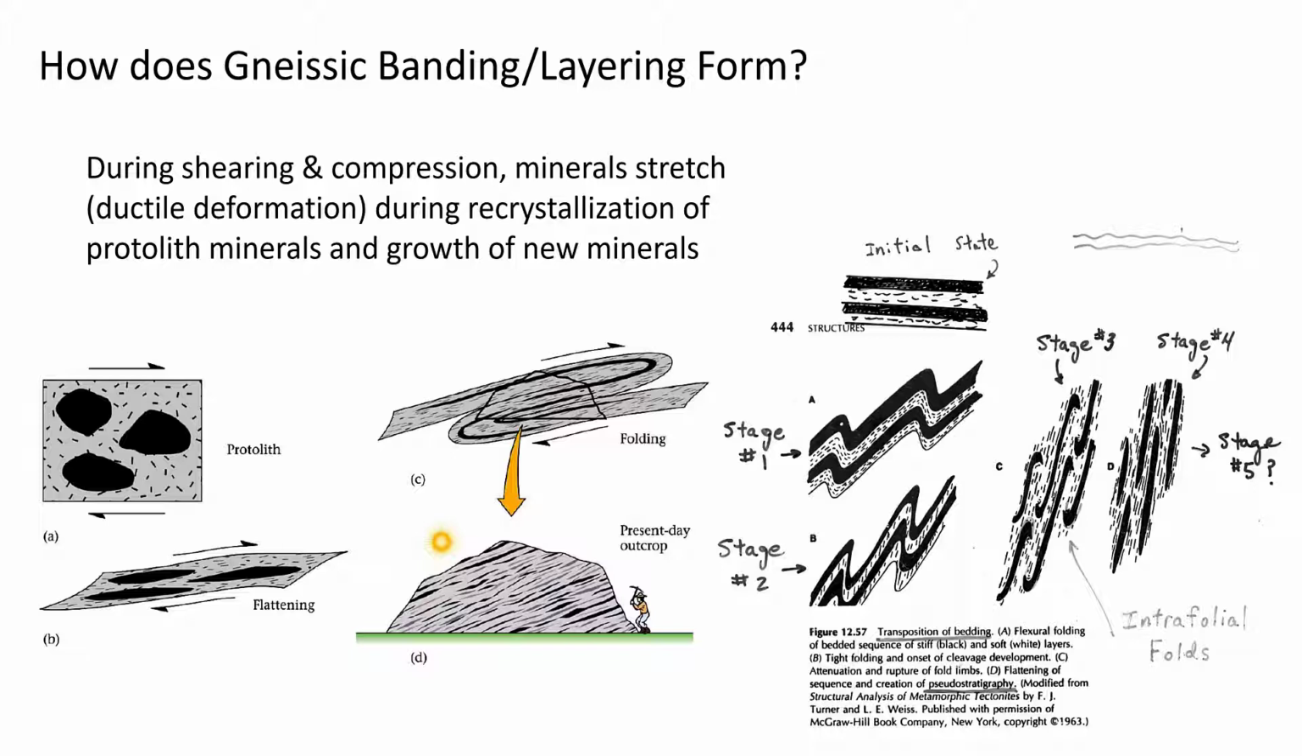The example on the right shows an initial state of more of a bedding type of structure, and as you go through stages from stage 1 to stage 5, you can see initially the bedding gets folded. There's some thickening and thinning of the limbs and hinges until the initial bedding gets transposed and cut off from each other. And into stage 4, you start to see a very similar picture of the present day outcrop shown in the left example.